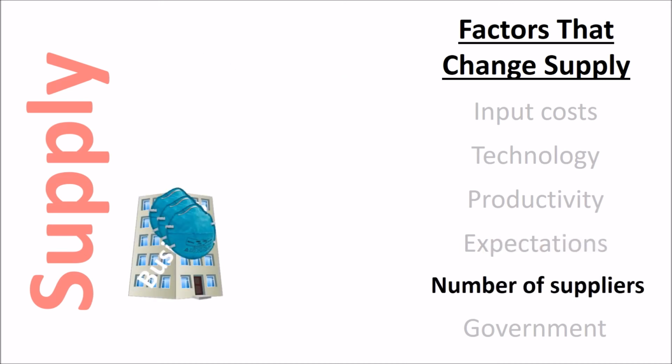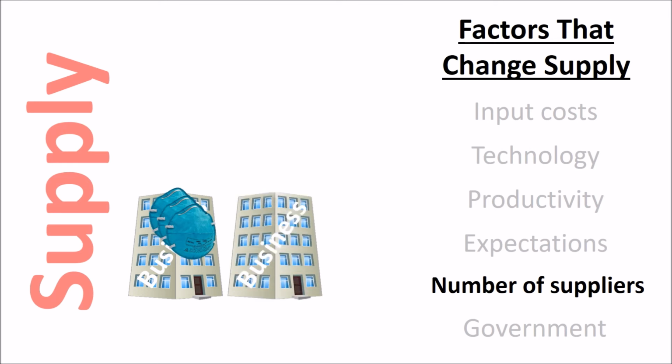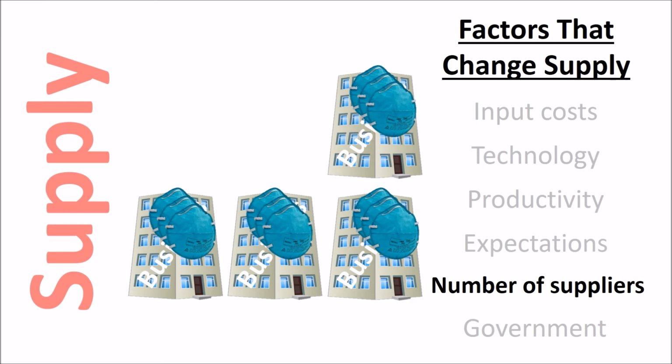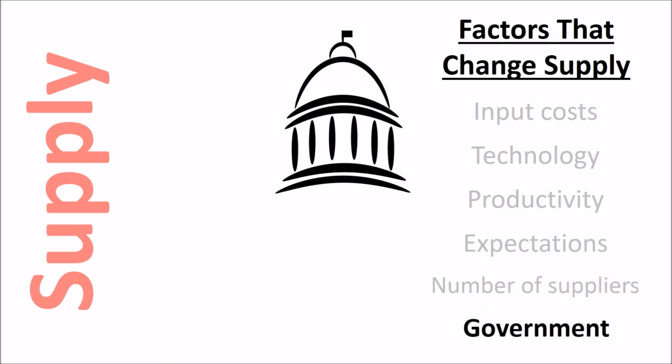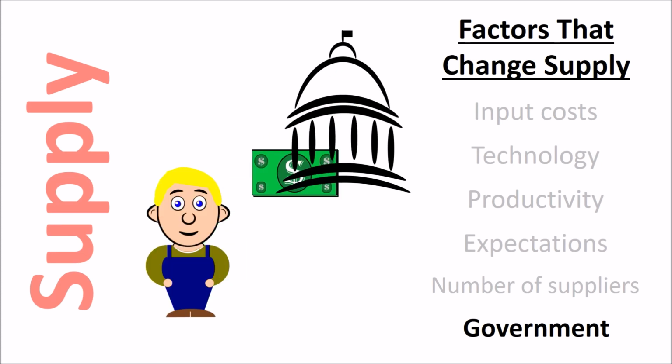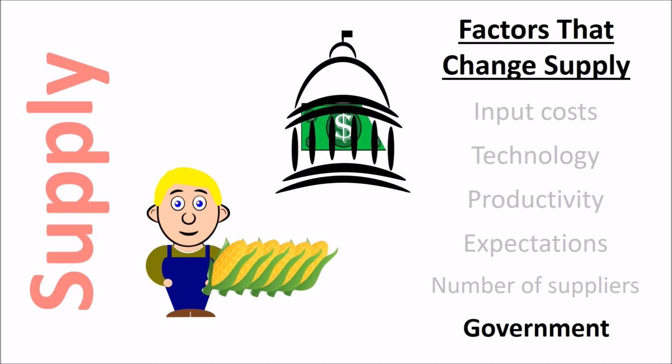Fifth, the number of suppliers also changes supply. When new businesses enter a market, supply will go up. And when businesses close down, supply will go down. Finally, the government can influence supply in a few different ways. An increase in the taxes a business needs to pay could reduce supply because the business would have less money to buy inputs. However, government subsidies, which are government payments, can increase supply. When the government gives money to a farmer, for example, the farmer will have more money to increase the production of corn and therefore supply more corn.